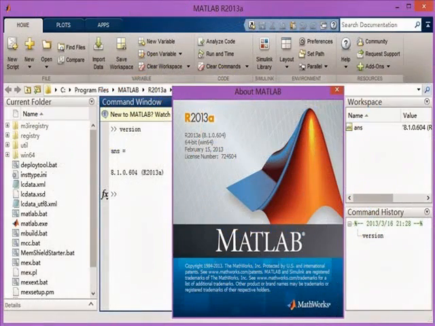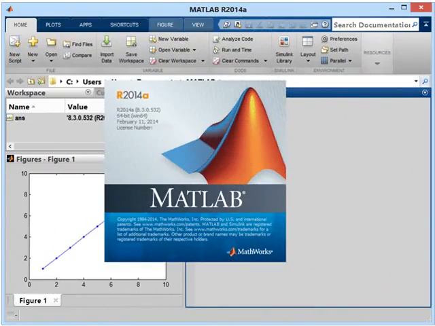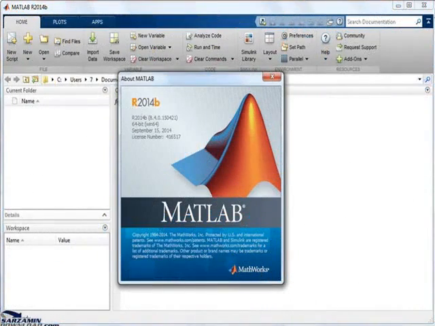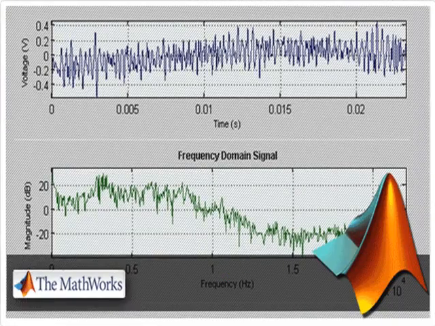Okay, my last question is, can you compare MATLAB with other languages in data analytics? Oh, well, there's all kinds of languages out there, so it's hard to compare.